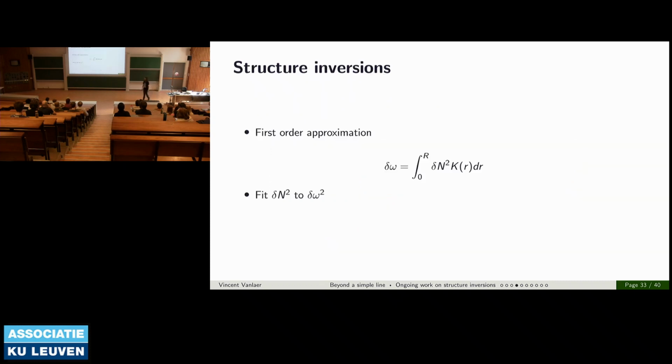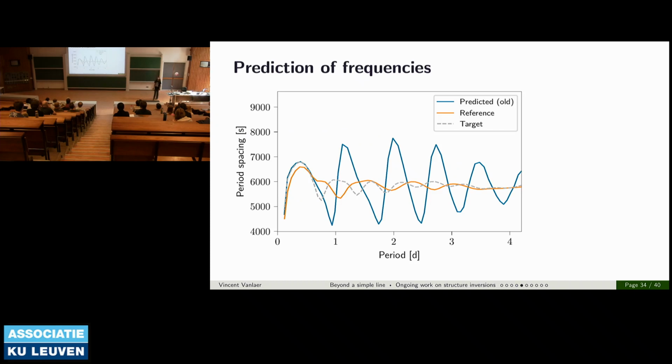In order to do structure inversions, we can basically start by doing the same thing as with rotation. We look at how our frequency changes if we change our buoyancy frequency. And again, we have this sensitivity function, which depends on a single mode. So you can say, okay, if I want to know this buoyancy frequency difference, then I just need to fit the buoyancy frequency to the difference between my current model and the observations in terms of the oscillation frequencies. However, that does not work.